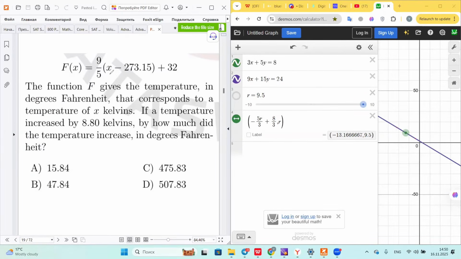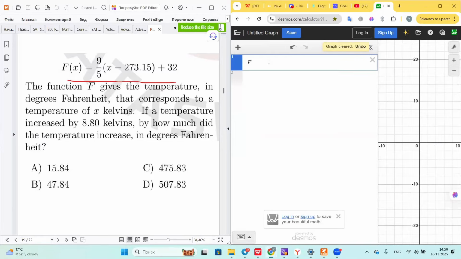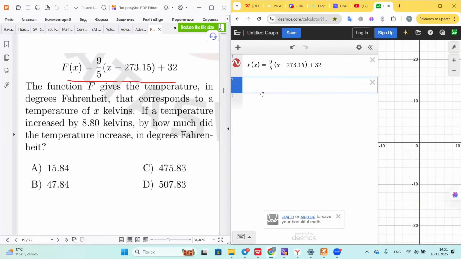Now, the next question. In this question, you are given a function. And guys, here is a very important topic: the functions topic. Now, you can enter this in Desmos, the f of x function. So 9 divided by 5, x minus 273.15, plus 32. When you define your function like f of x, with the letter, an open bracket and the argument, it is very beautiful because you can fully manage your function.